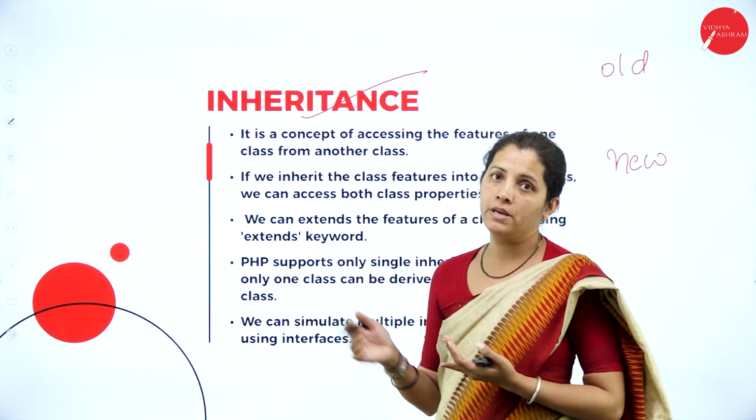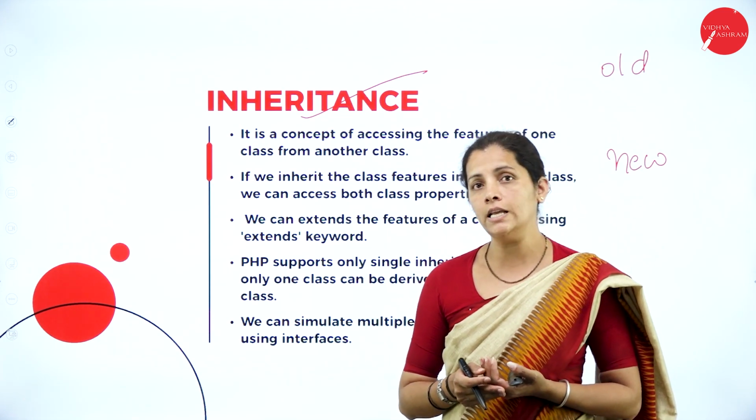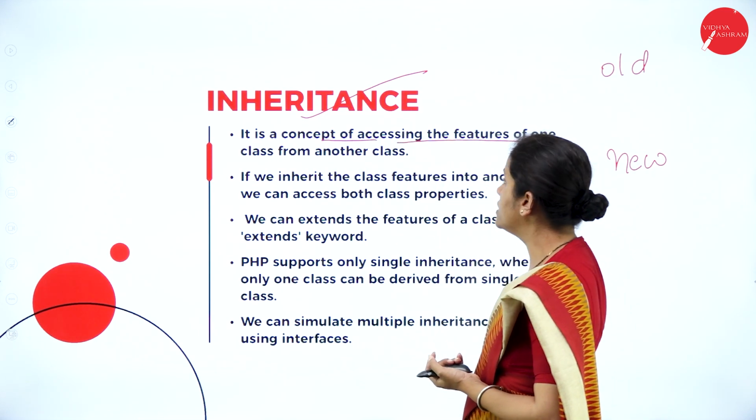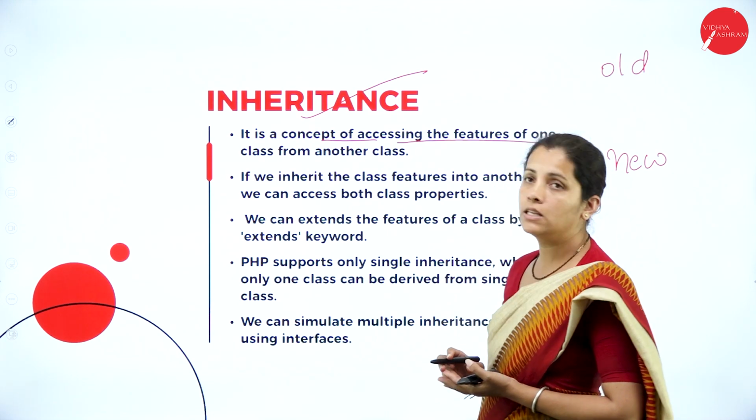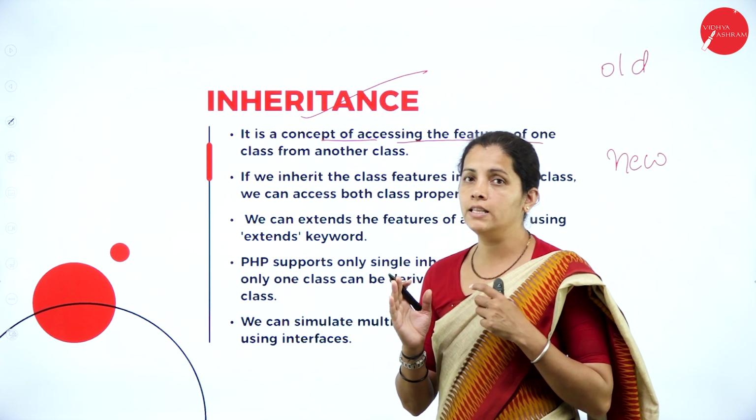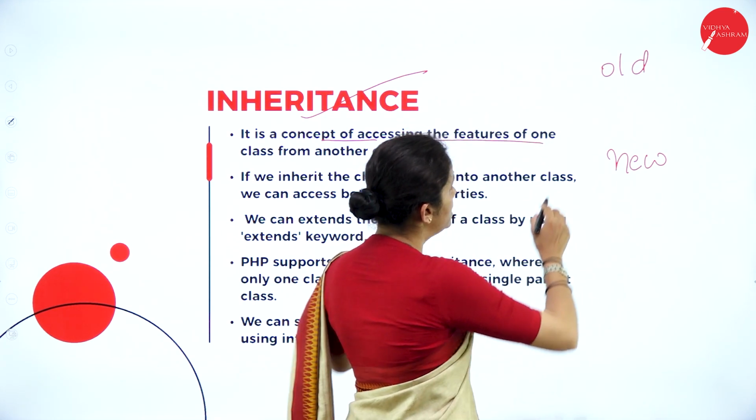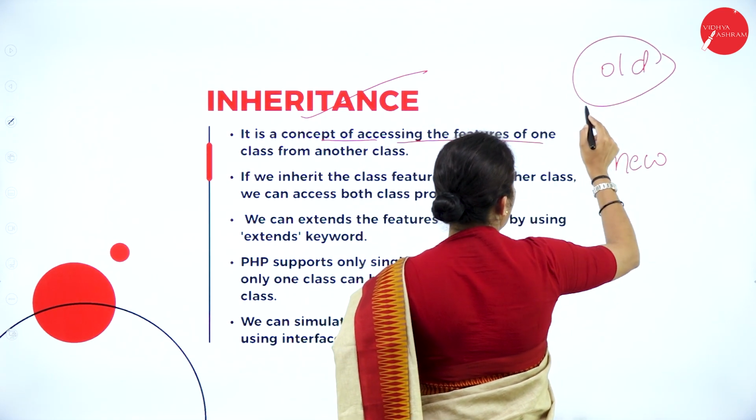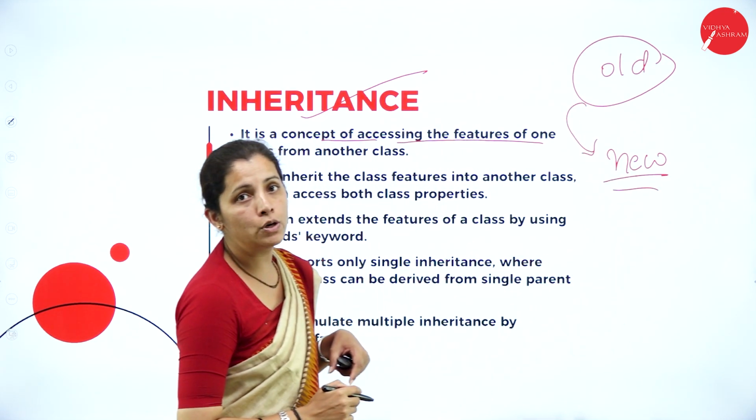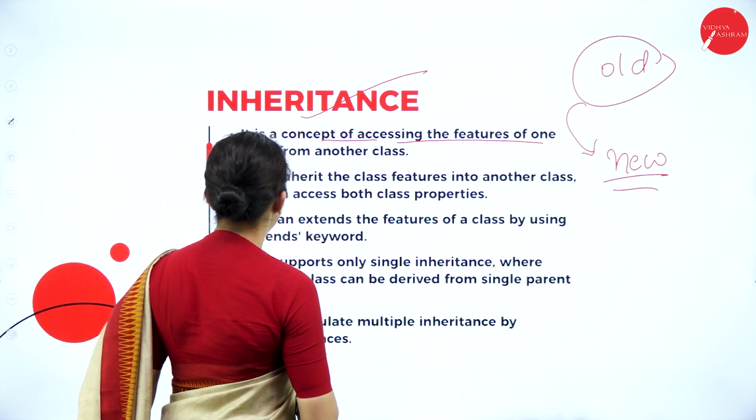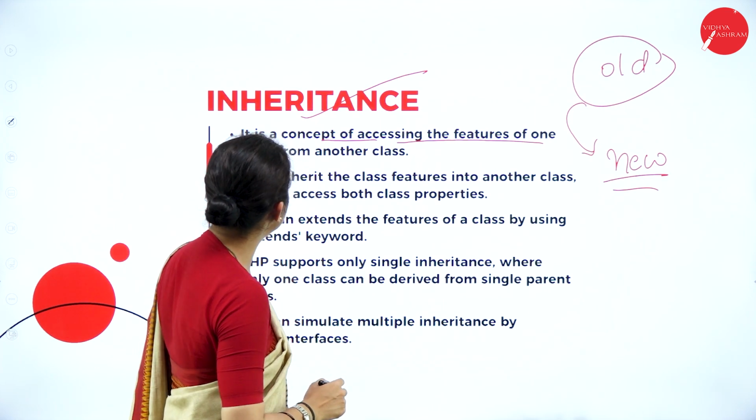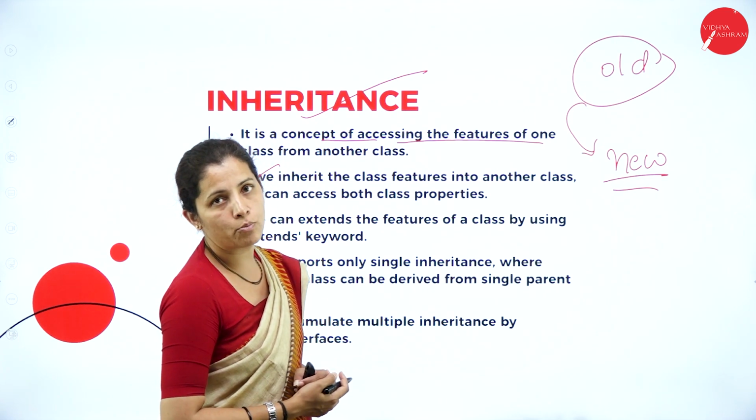But in PHP, we can have only single inheritance. It is a concept of accessing the features of one class from another class. Think that I have some features in my old class, and I want to access that feature in my new class. In that time, what will I do? I'll go with inheritance. If we inherit the class features into another class, we can access both the class properties.